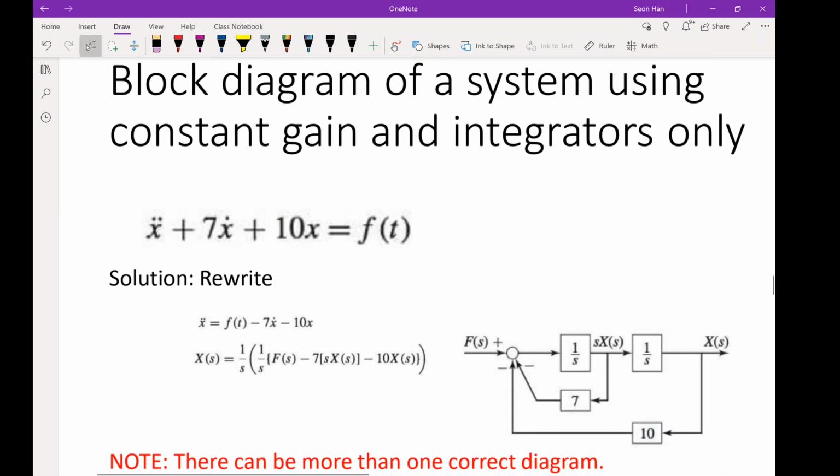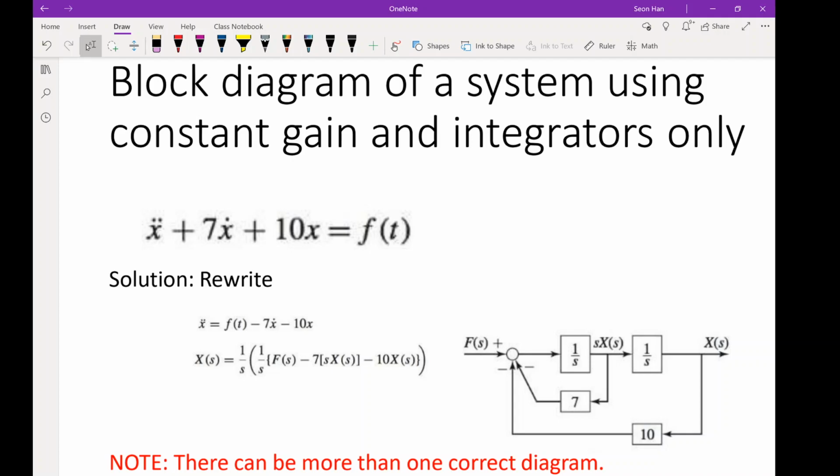Now, a block diagram of a system using constant gains and integrators only. I think this was an example problem: draw a block diagram that corresponds to this. What you do is solve for the highest order term. X double dot equals negative 7x dot minus 10x plus f of t. Your output is always x, and then you need two integrators to get to x.